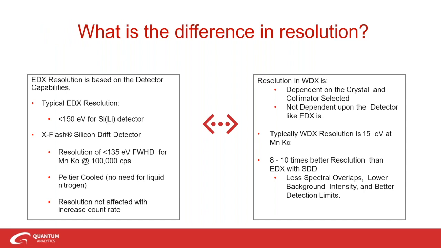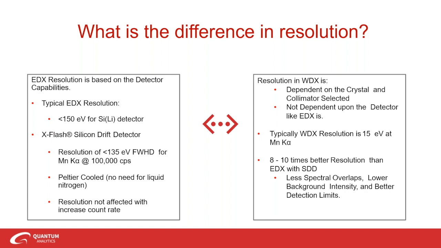Maybe this will help paint a picture of the difference in these resolution capabilities. Energy dispersive resolution is based on the detector capabilities. We talked about that, and the typical resolution for these instruments, a standard EDXRF, is around 150 for these silicon lithium detectors. The X-flash detector is something unique to Bruker that gives you even higher resolution.